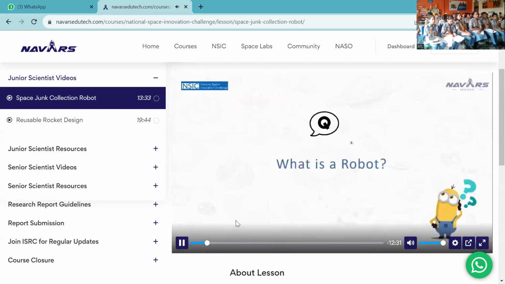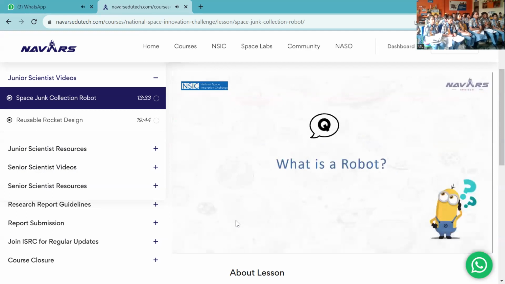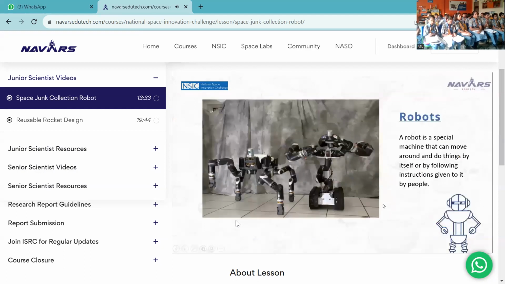Question. What is a robot? Think about it for a moment. So a robot is a special machine that can move around and do things by itself or by following instructions given to it by people. In this picture also, you can see the movable arms that are attached to this robot. Robots are really smart machines and can do many different things like helping to build cars, exploring outer space, or even playing games with you.